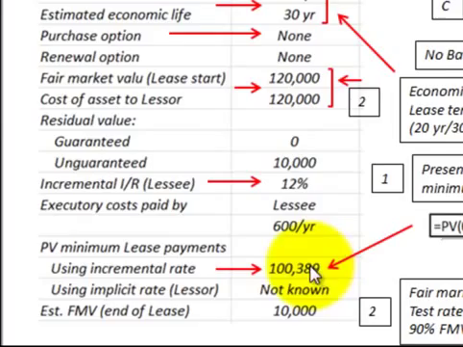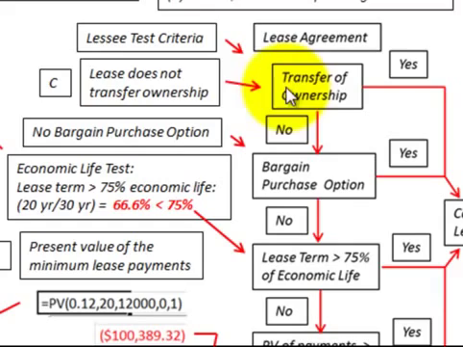So now let's go and do our testing. First we're going to look at the transfer of ownership. It's given in this example that the lease does not transfer any ownership. So it failed that test, and we go on to our next test, the bargain purchase option. We were given again that there is no bargain purchase option, so it would have failed that test. So we go on to our next test, the lease term greater than 75% of the economic life.